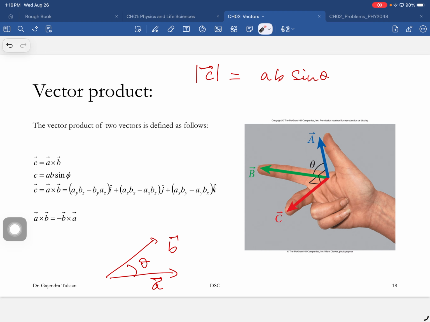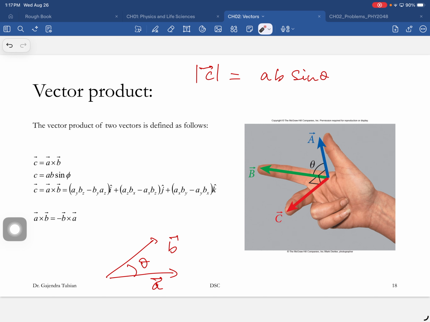This is known as the right-hand screw rule. If it's A cross B, you turn from A to B. So if you turn a screw from A to B, let's say this is A, this is B, which way will the screw move? If I turn it from A to B, the screw will move in that direction. That's the direction of C. Okay? So that's how you figure it out. That's known as the right-hand screw rule.